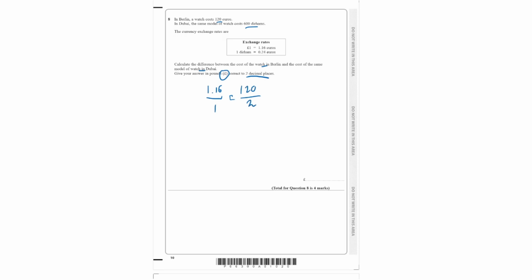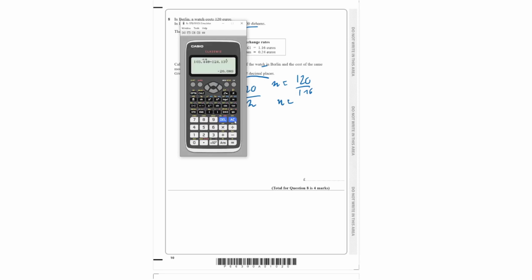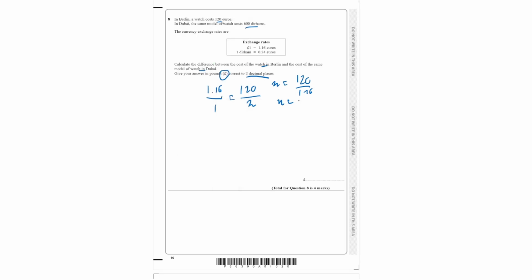We can simply multiply both sides by x and divide by 1.16. That gives us x equals 120 divided by 1.16. So therefore, we can find the price of the Berlin watch in pounds. Let's see. 120 divided by 1.16 gives us 3,000 over 29. 3,000 over 29.